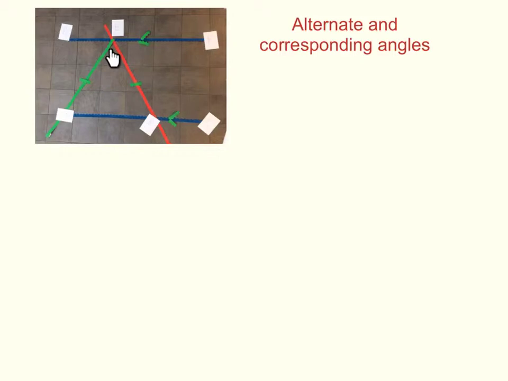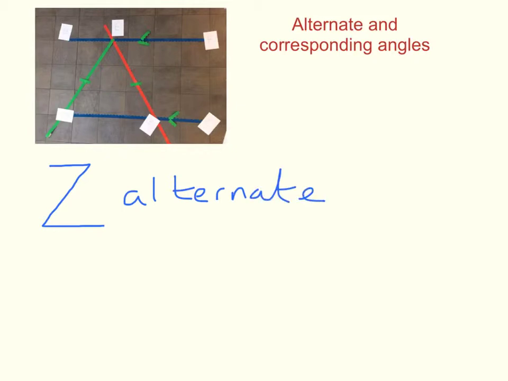The first rule that we can look for is alternate angles, and that will be indicated by a Z shape. If we see a Z shape in the diagram, we can know that the angle here and here are alternate and therefore equal. In the diagram then, I can draw this Z shape here, and I know that that angle there is the same as that angle there.